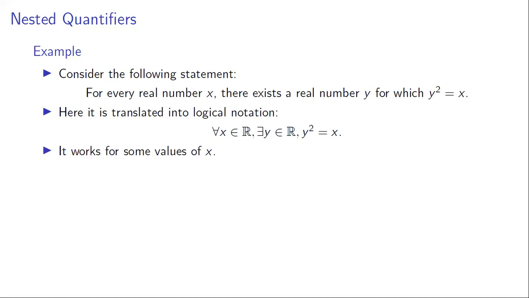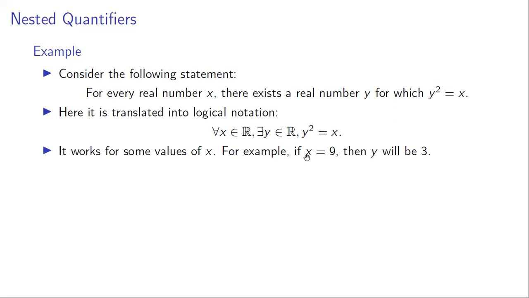So it works for some values of x. For example, if x is equal to 9, what is this saying? We have some value for x, and there exists a y that's a real number such that y squared is equal to x. Well, if x is equal to 9, then we can say y is 3, and that works, right? So 3 squared will be equal to x, which is 9.